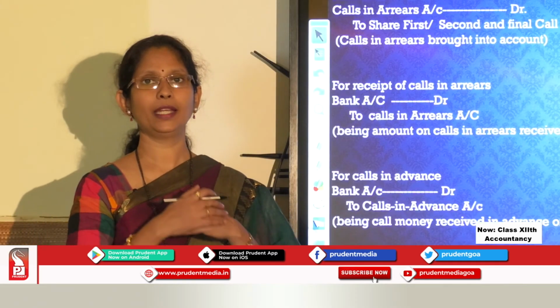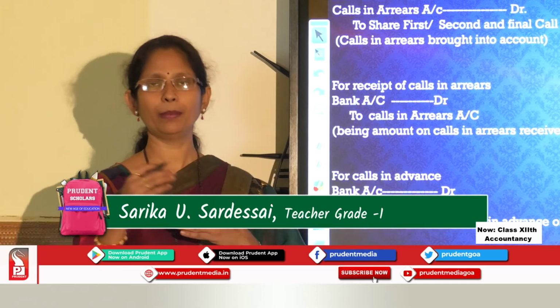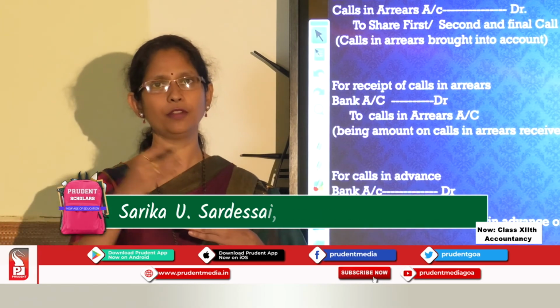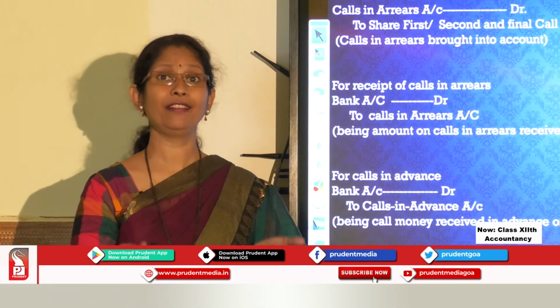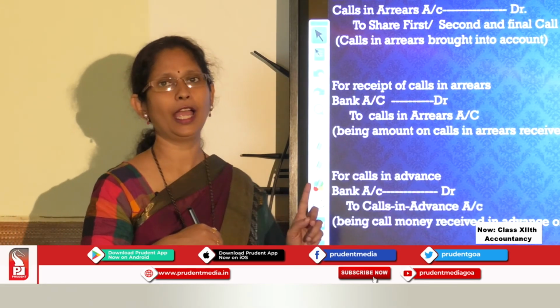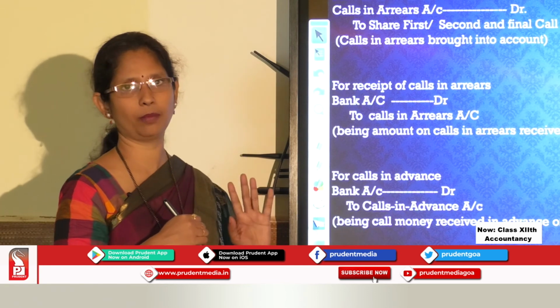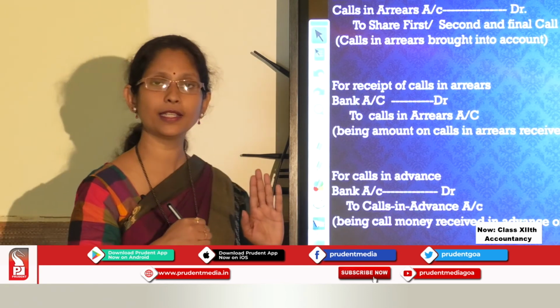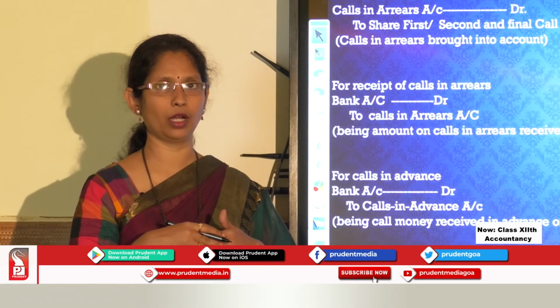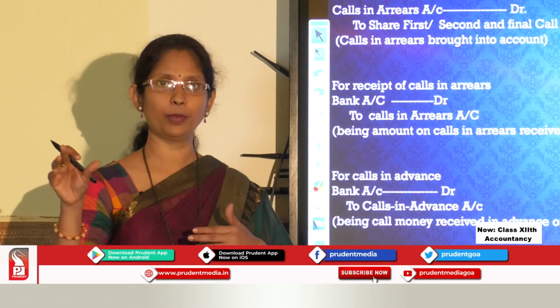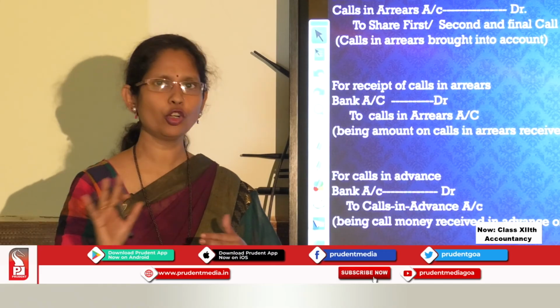Now supposing at the allotment time only, one person has paid us even his first call. Okay. Now when I am making the first call and receiving the first call, I have to adjust this amount because I have already collected this amount. Okay. So when I am going to receive the first call amount, that particular person who has already paid is not going to pay me again.